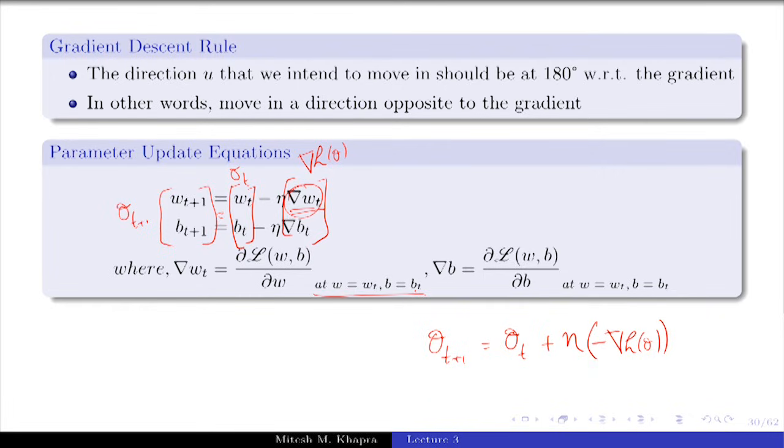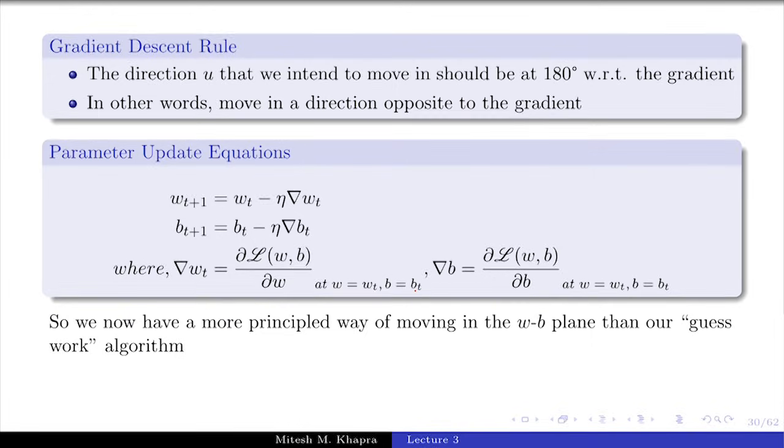Fine. Good. So now we have a more principled way of moving in the WB plane. What do I mean by that? Remember, this was our WB plane. This is something what our error surface looked like. It was this flying carpet. I was randomly moving on the WB plane earlier, and trying to guess what the error is, or trying to compute the error and then settle for a particular value. Now I have a more principled way of moving in the WB plane. I know what is the next step based on the current step. I just need to move in the direction opposite to the gradient.